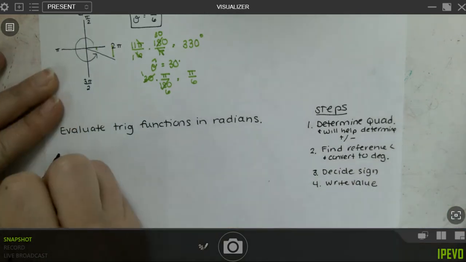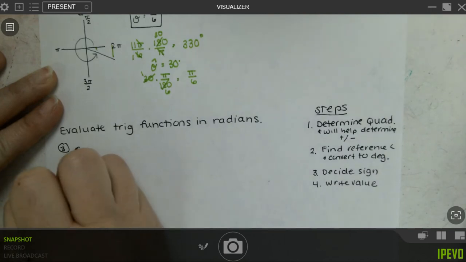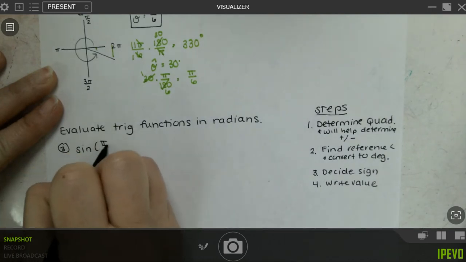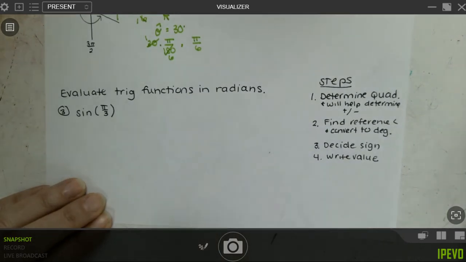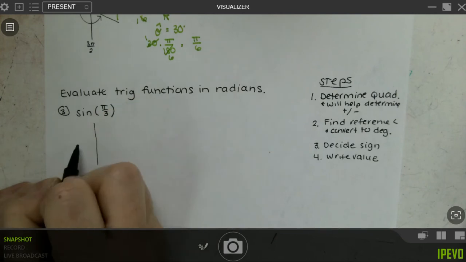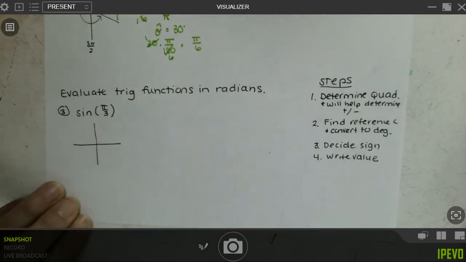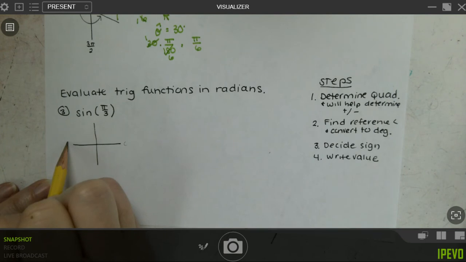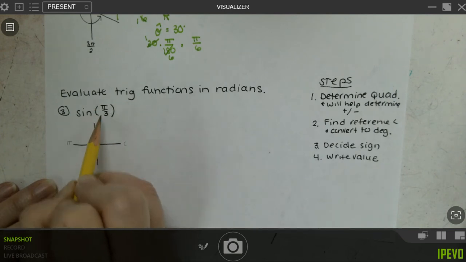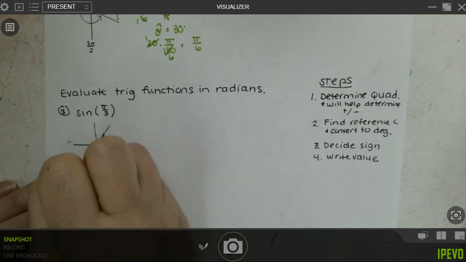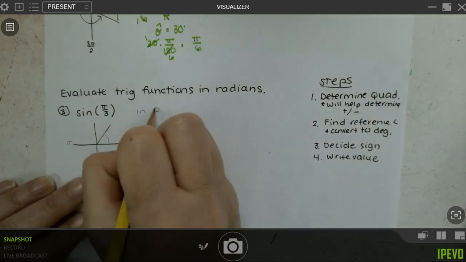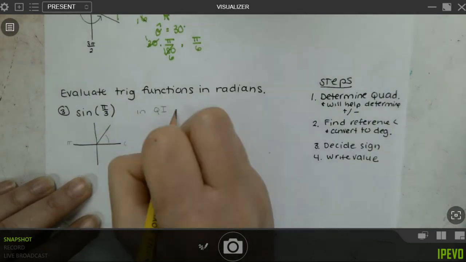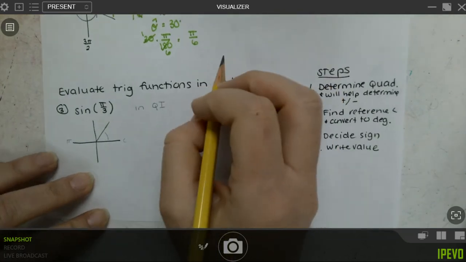So for example, we want to know the sine of pi over 3. All right, well, where will pi over 3 be? If you need to sketch, do a good sketch. Remember, this is 0 and this is pi. So we want 1/3 of pi. We're going to be about right here. This is going to be in quadrant 1. So that means it's going to be positive.